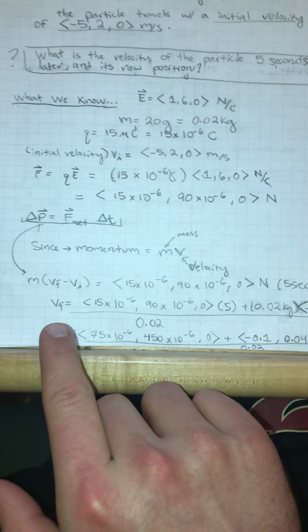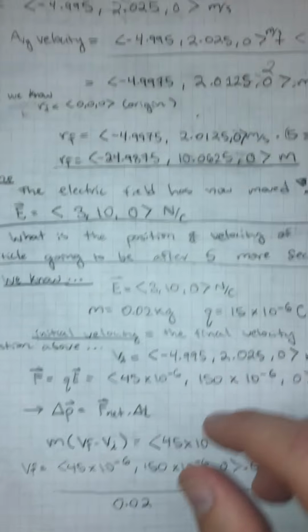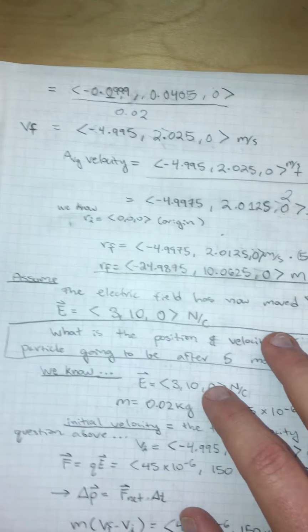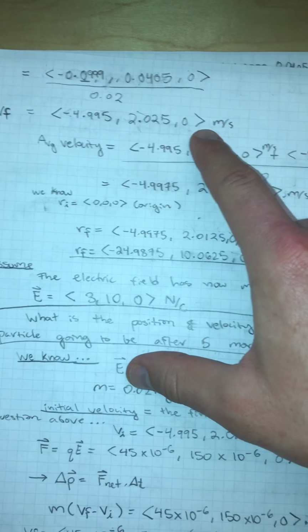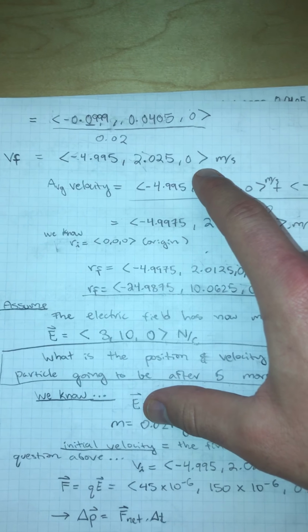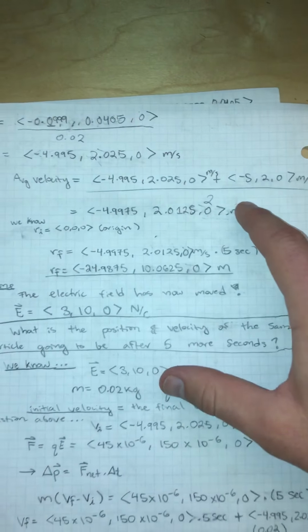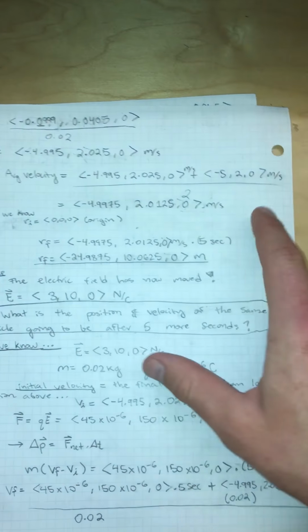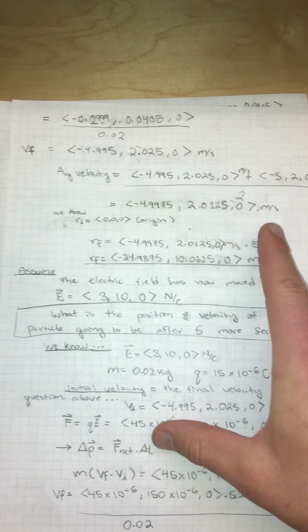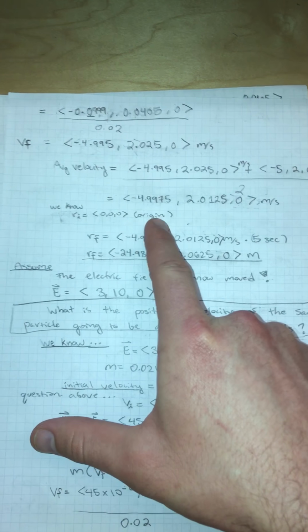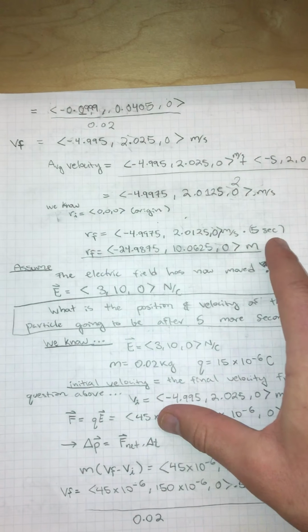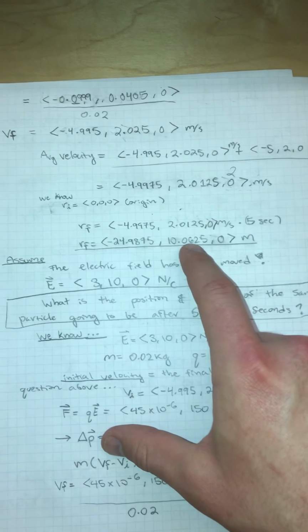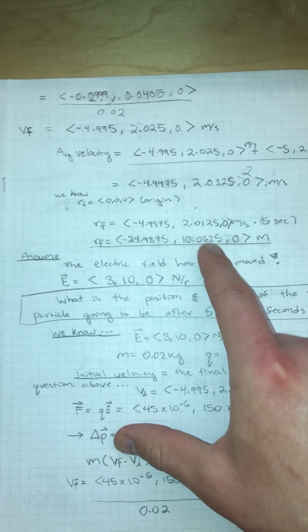And that comes out nicely through calculations, so our final velocity is going to be this vector quantity right here. Then we can average this velocity by adding the initial plus the final and dividing by 2, and then adding that to where we initially started at the origin, and we get that our final position is going to be this vector quantity right there.